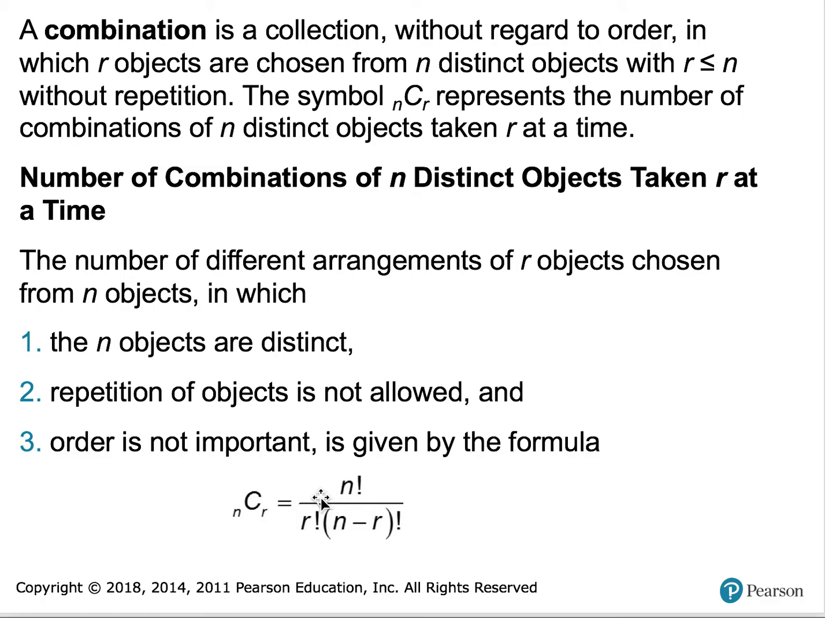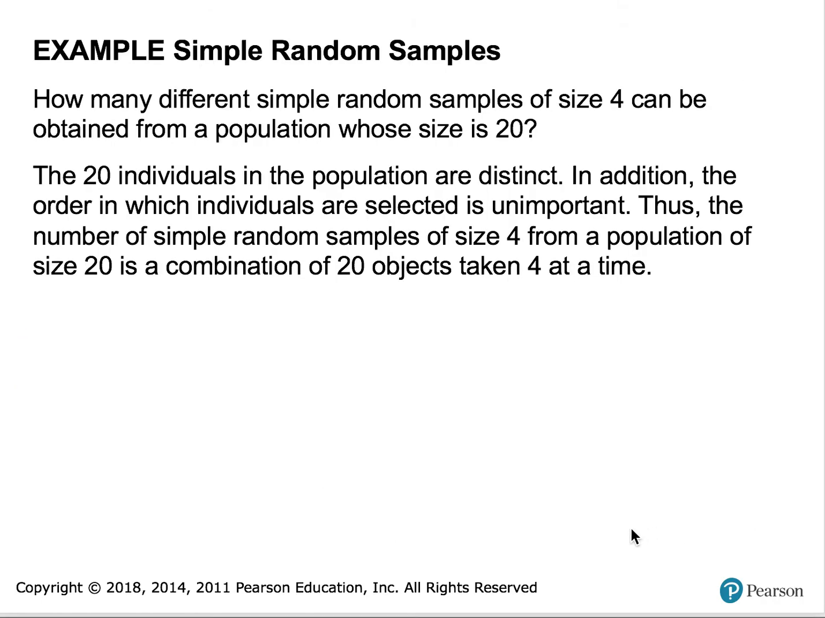Okay, so remember, in a permutation, order is important. In a combination, order is not important. Because the first thing we've got to do now, when we're trying to count things up, is ask ourselves, permutation or combination? Well, does the order matter or does the order not matter?